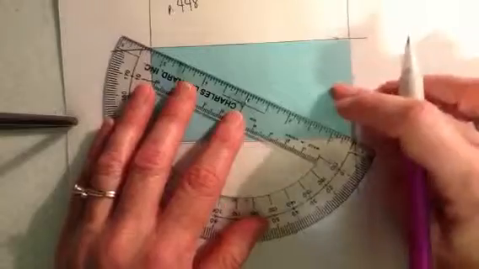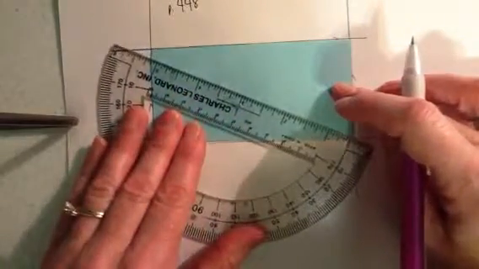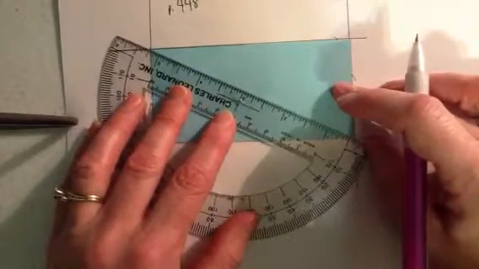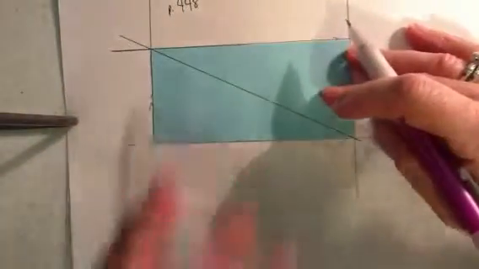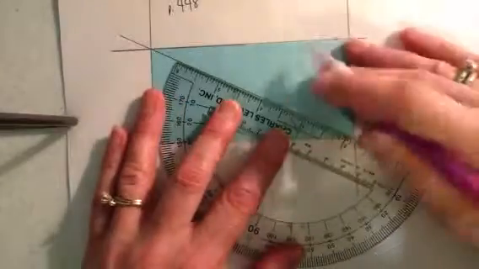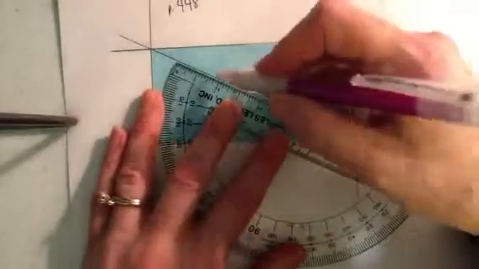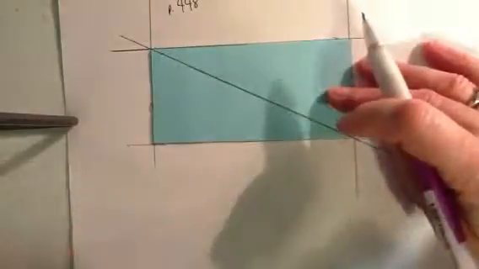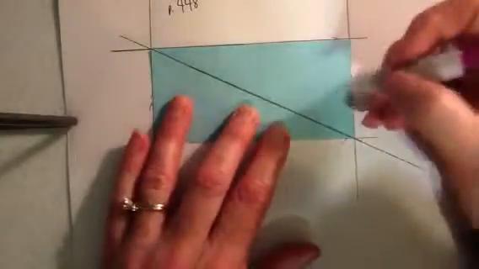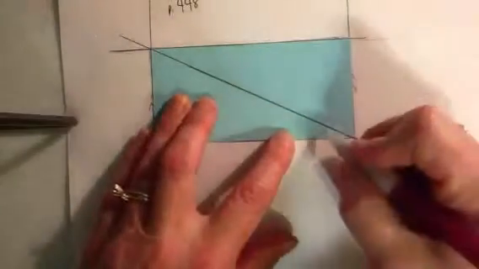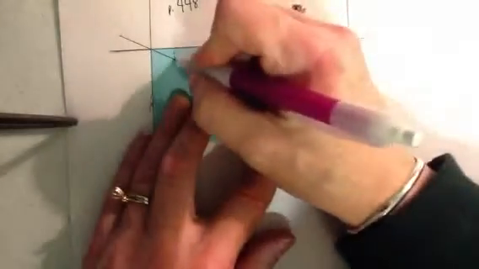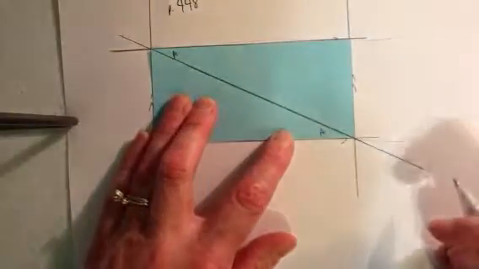So the book tells you to draw a diagonal across your rectangle. They kind of show you how to do that. Now we have a transversal going across 2 sets of parallel lines. So what I'm going to do is label the alternate interior angles. With these 2 parallel lines and this transversal, the alternate interior angles are right here. I'm going to label them both A because they're equal to each other.